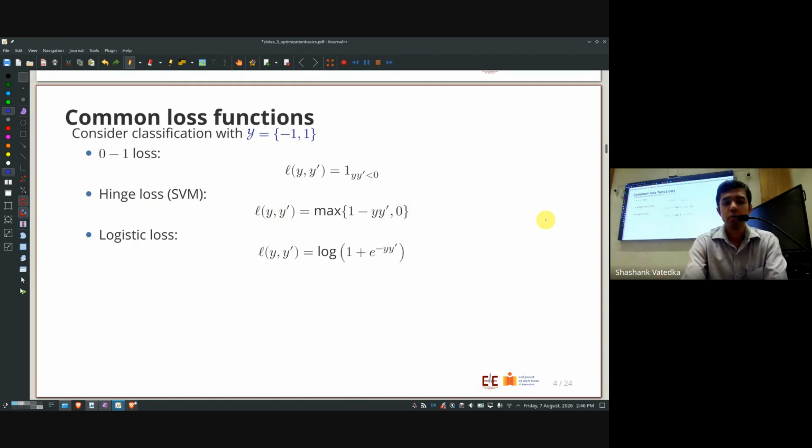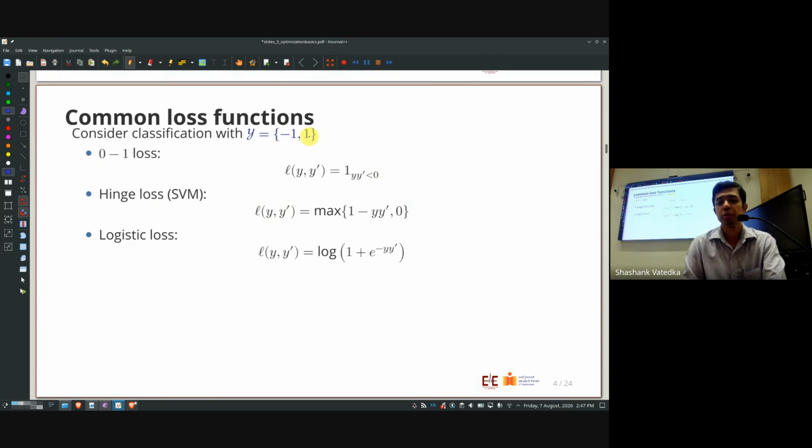There are other common loss functions which we'll encounter as we go along. One such loss is the logistic loss, which again is in terms of y prime. One thing to keep in mind is that I've made a small change in the notation. I'm assuming that my classification problem has label space -1, 1.